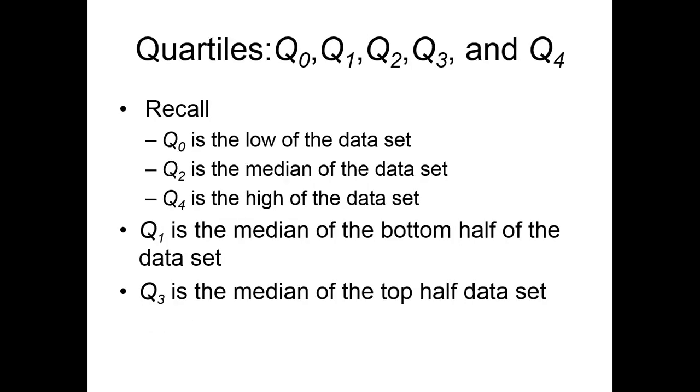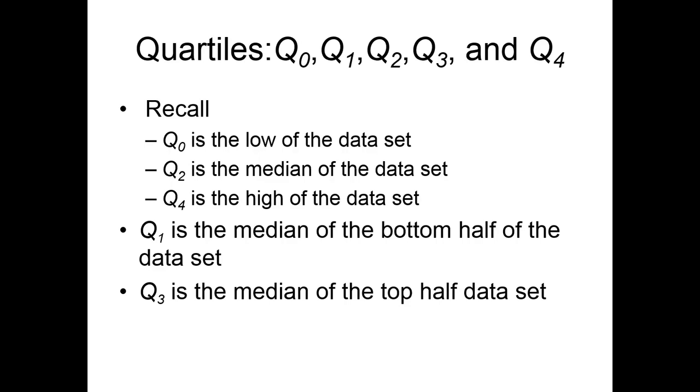Why Q? Well, it stands for quartiles. We have quartiles Q0, Q1, Q2, Q3, and Q4. So recall, Q0 is the low of the data set. Q2 is the median of the data set, the value in the middle. And Q4 is the high value of the data set. These go in order: Q0 is below Q2 is below Q4 in terms of value. Q1 is the median of the bottom half of the data set, and Q3 is the median of the top half of the data set.